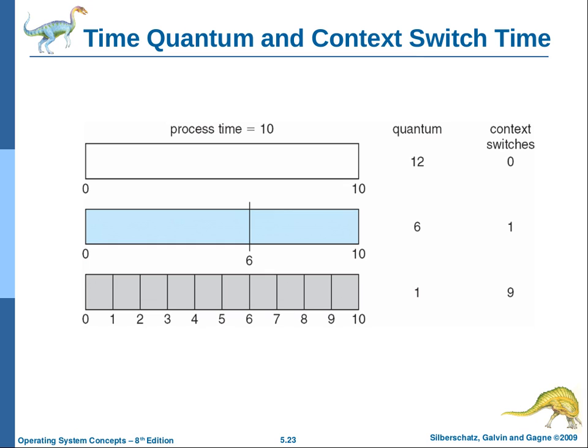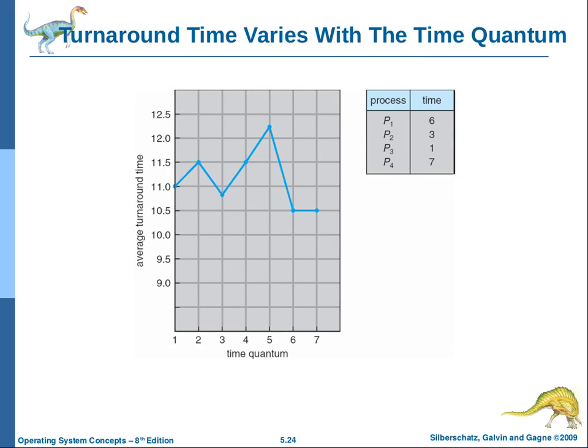I'm looking at this too; I didn't look at this slide before class. So your quantum is 20. Oh, process time 10. There's going to be no context switches. If your quantum is 6 and the process time is 10, you'll have 1 context switch. Quantum's 1, you'll have 9 context switches. Just showing you how many context switches you have based on your quantum.